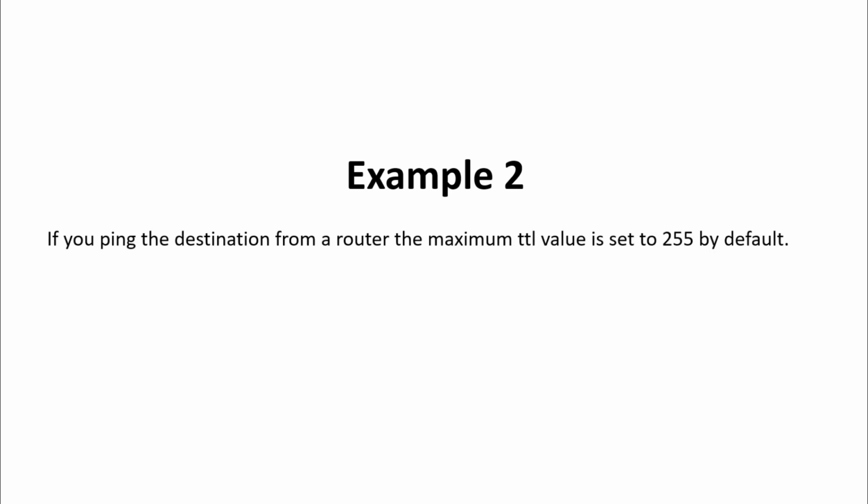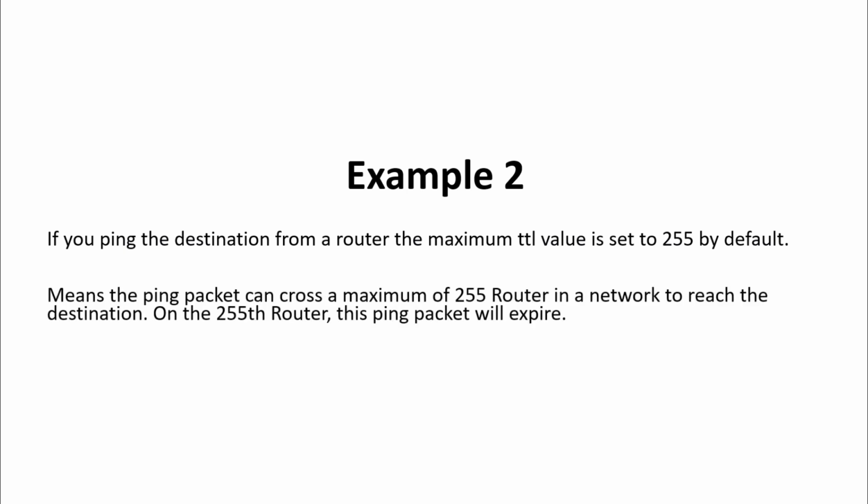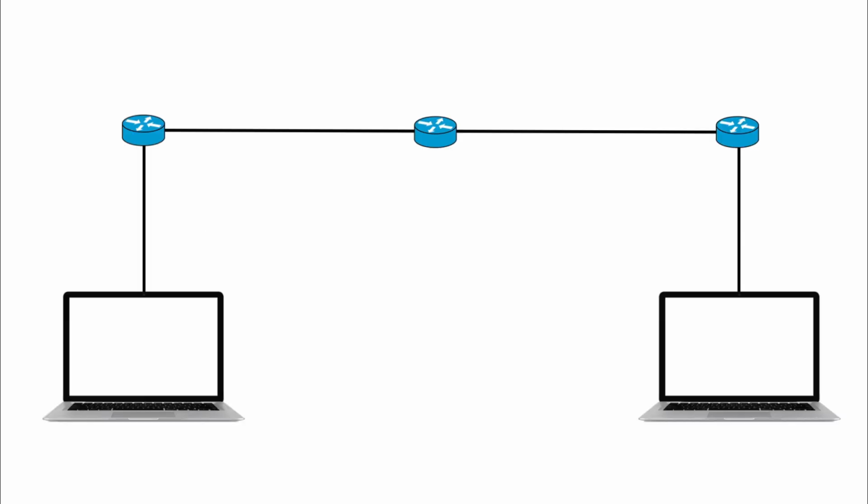Let's have a look at example number 2. If you ping the destination from a router, then the maximum TTL value is set to 255 by default. It means the ping packet can cross a maximum of 255 routers in a network to reach the destination. On the 255th router, the ping packet will expire. Let's understand with the help of a live example.